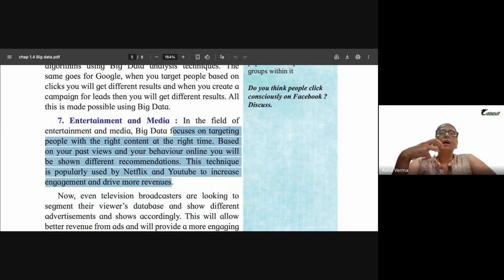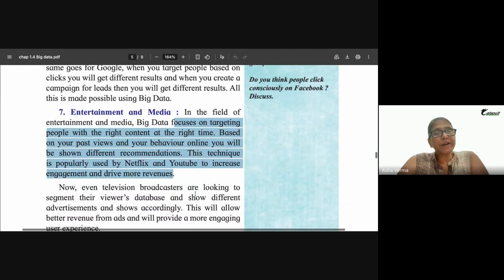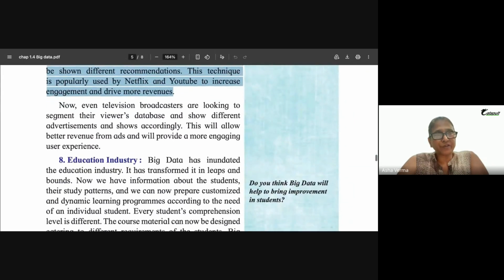If you like watching stories or serials or listening to podcasts, then you'll get more podcast recommendations. If you like stand-up comedy, you'll get more recommendations for stand-up comedy. So this is how data works for the entertainment and media industry.